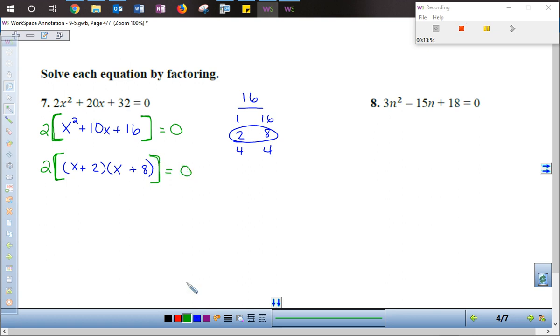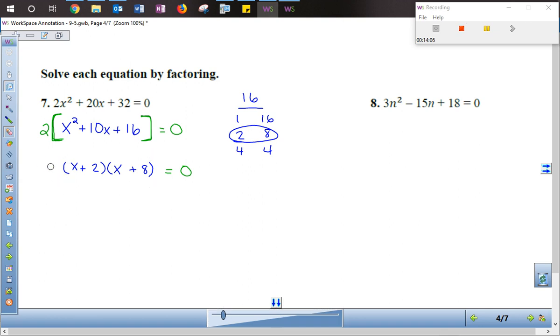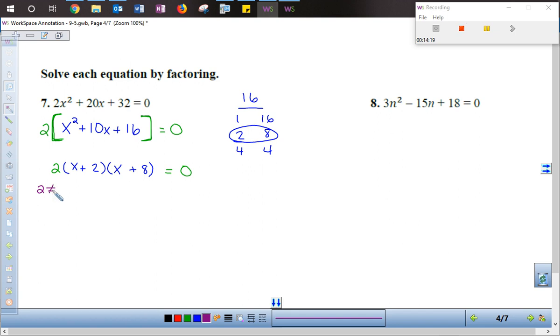Now to solve, we have to take each one of our terms and set them equal to 0. Now at this point, the brackets really aren't necessary because we don't have any more factoring to do. So it's really just a 2 times the quantity of x plus 2 times the quantity of x plus 8 equals 0. Now I can take each one of these terms and set them equal to 0. So I can take my first term, which is 2, and set that equal to 0. I can take my second term, which is x plus 2, and set that equal to 0. And I can take my third term, which is x plus 8, and set that equal to 0.